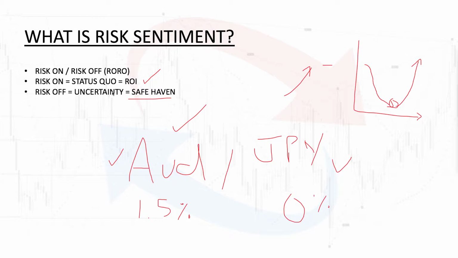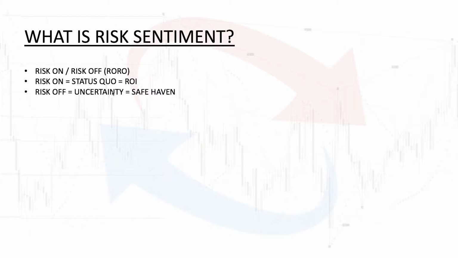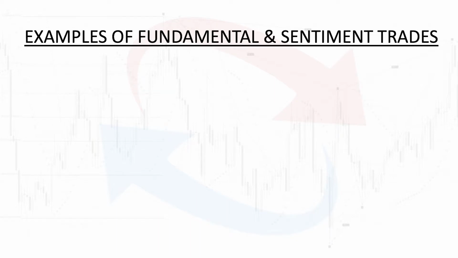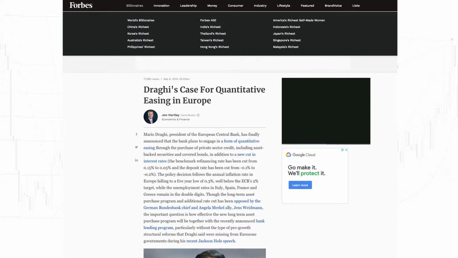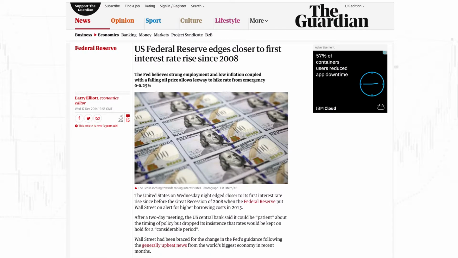So let's look at some examples of risk and fundamental trades that have happened over the past few years. In 2014, the European Central Bank engaged in quantitative easing, right? Which basically means they wanted to make their currency cheaper to stimulate inflation, right? And you can see here Draghi's case for quantitative easing in Europe, and the date of that was the 8th of September 2014, right?